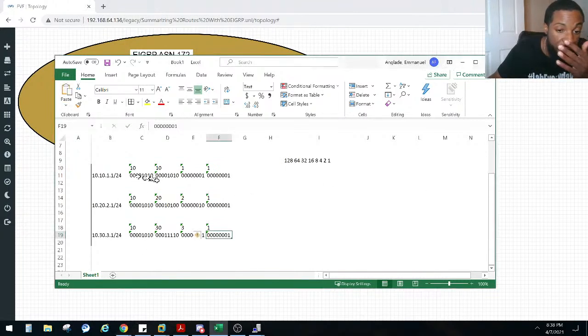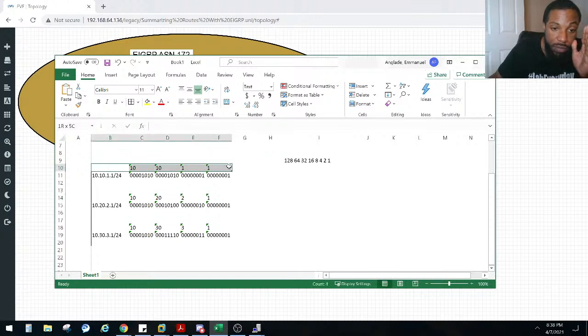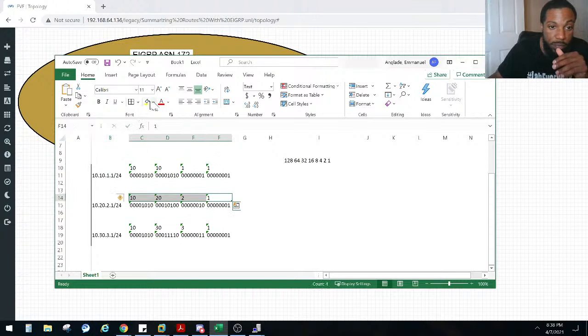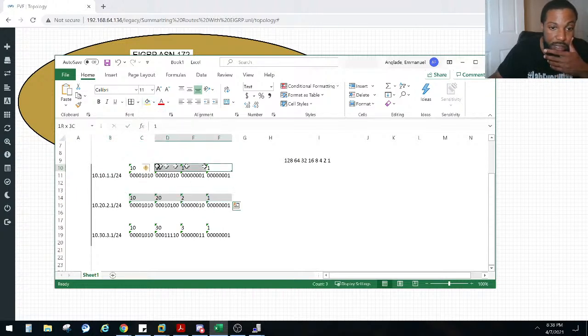Once you convert those numbers to binary, what you have to do is count how many of those bits these IP addresses have in common. So this IP address, that IP address, that IP address, and that IP address. What do these have in common? Well, just by looking at them, they all have 10 in common, right?